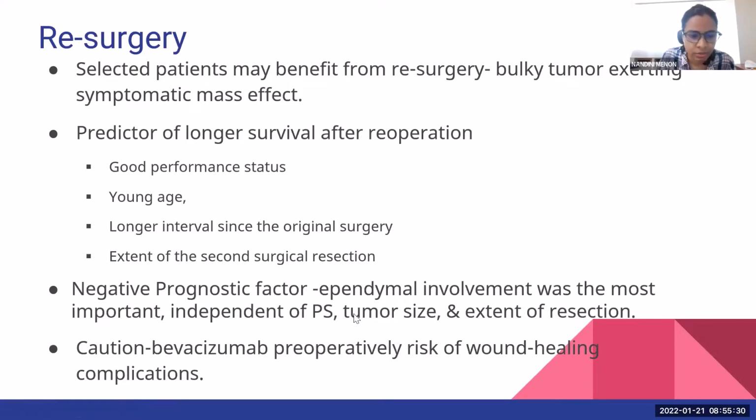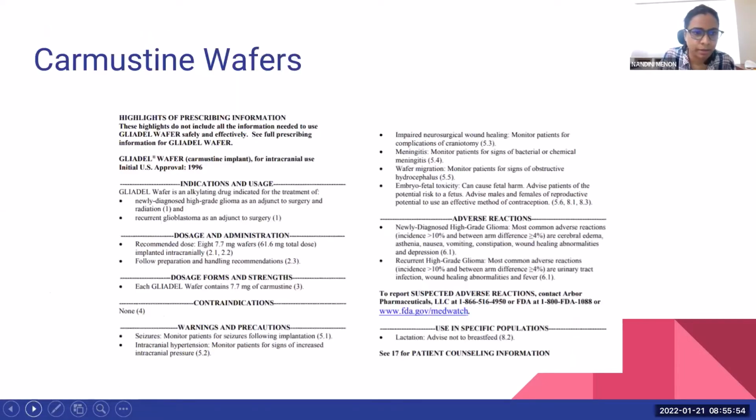But one factor which was highlighted as a negative prognostic factor by one study is ependymal involvement. Ependymal involvement means the tumor is deeper seated, ependymal regions are involved, and these patients do poorly. Caution for patients who undergo resurgeries: if patients have received bevacizumab pre-resurgery, then there might be wound healing complications, so that has to be kept in mind.